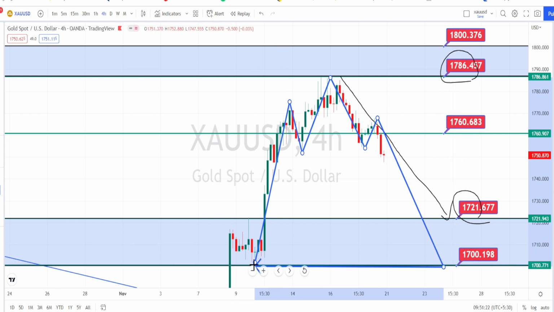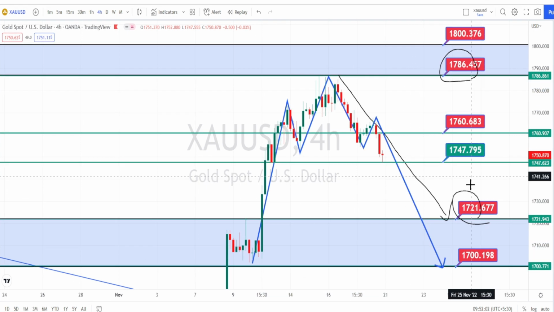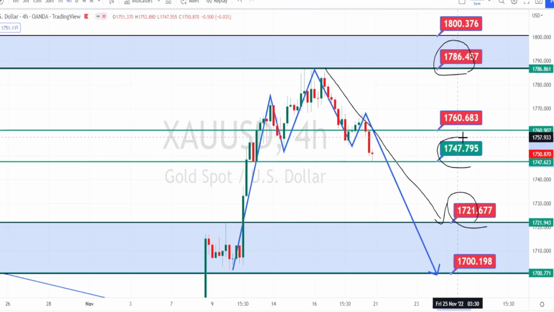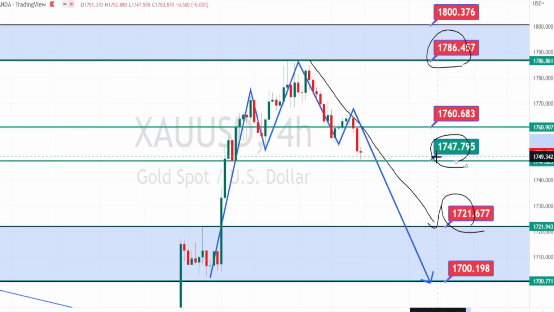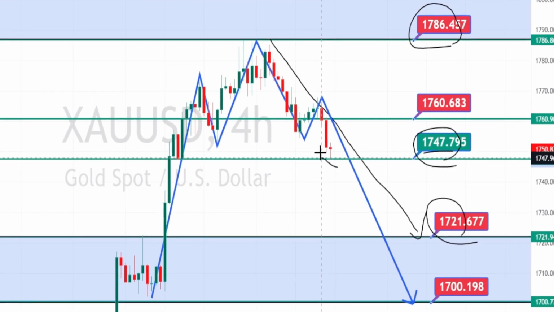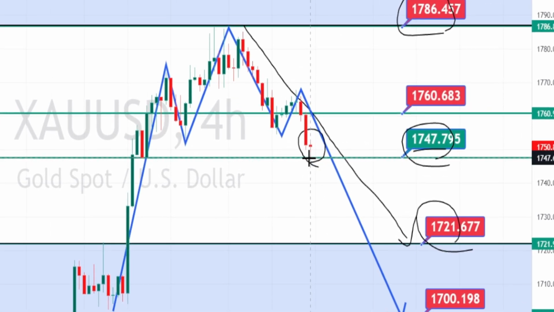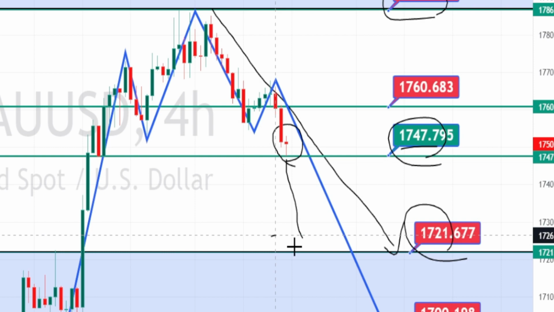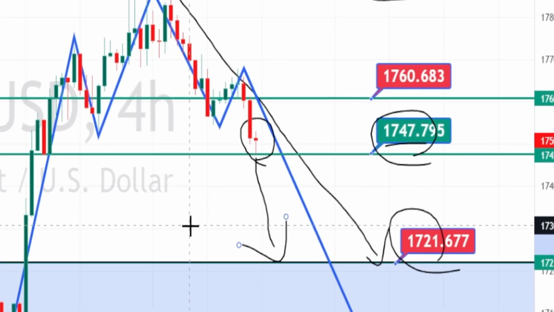So in the 4 hours time frame, we are noticing the price action to form a head and shoulder pattern. It is a sign of the continuation of the bearish trend in the 4 hours time frame. And if you want to freshly enter into the bearish side trade, wait for the price action to break this support level of 1747, which is the previous low. Then it is a confirmation of the continuation of the bearish side trend in the 4 hours time frame.